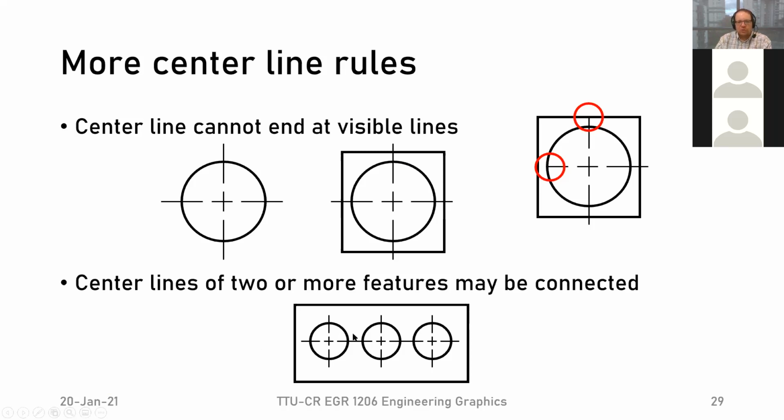Now, another thing that we can do with these center lines is we can indicate that a whole set of circles are all sitting on the same line, right? So they're all connected. So if I wanted to say that the distance from the center of these circles to the bottom here is a certain distance, then I would only have to say that once because they're all sitting on the same line.